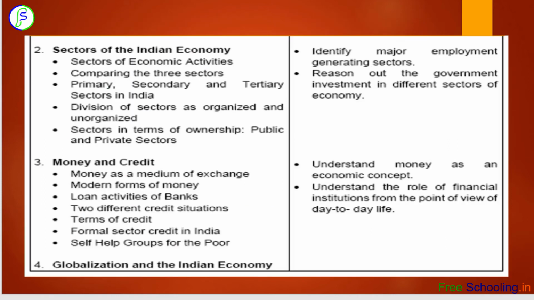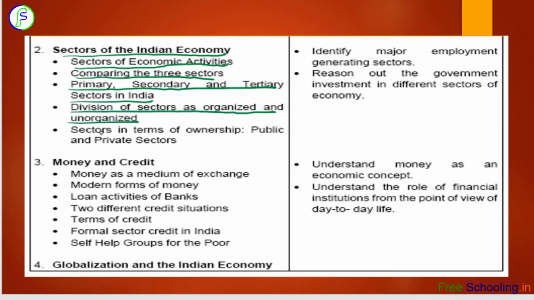Moving on to the second one, that is Sectors of the Indian Economy. We have sectors of economic activities. Then we have comparing the three sectors. Then primary, secondary and tertiary sectors in India. Moving to the fourth one, we have division of sectors as organized and unorganized. And the last one is sectors in terms of ownership, public or private sectors. Moving on to the third one, Money and Credit.